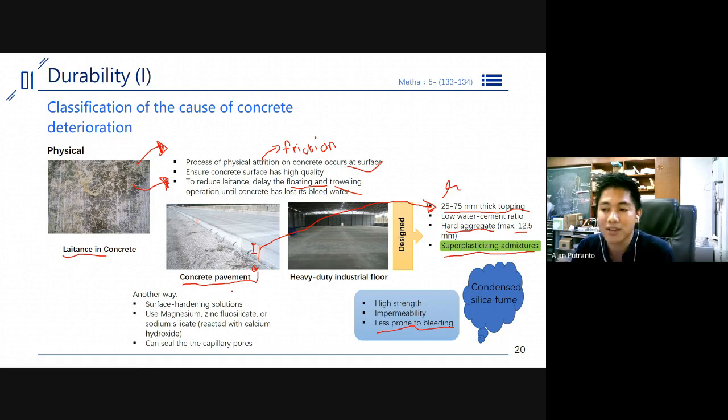Or we can try to prevent this in another way. We have a surface hardening solution. How to do that? We can use magnesium or zinc fluorosilicate or sodium silicate that will react with the calcium hydroxide, and then we can try to seal the capillary pores. Okay. Gary?